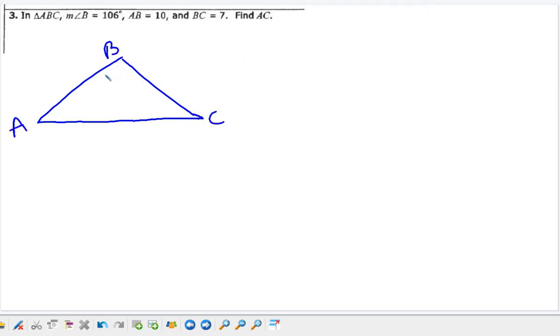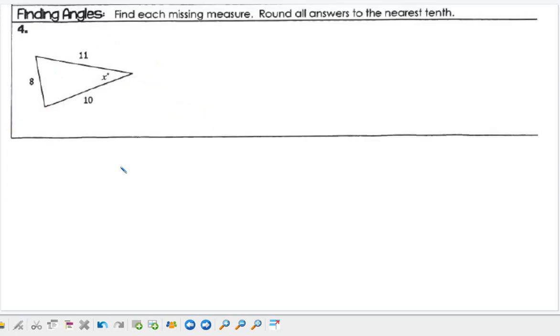So angle B is 106, side AB is 10, side BC is 7, and they want us to find side AC, which is the same thing as B. So once we have it set up like this, we can see it's set up just like number 1 and number 2. So let's look at number 4.